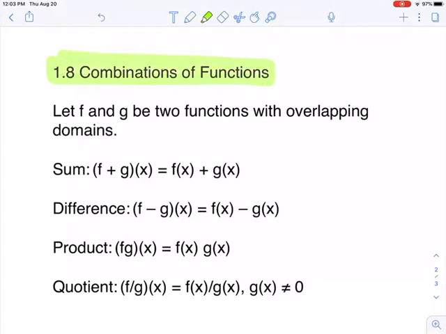Okay, so 1.8 is all about the combination of functions. There are 5 ways to combine functions. Today we're going to talk about the simple 4, and then we'll save the composition for Monday. Now you've done all of this in Algebra 2, but we're going to focus a lot on the notation and the domain. So first of all, if you have 2 functions that you want to combine, we have to have overlapping domains. The domains don't necessarily have to be the same, but they have to have something in common in order to be able to combine them together in any sort of way.